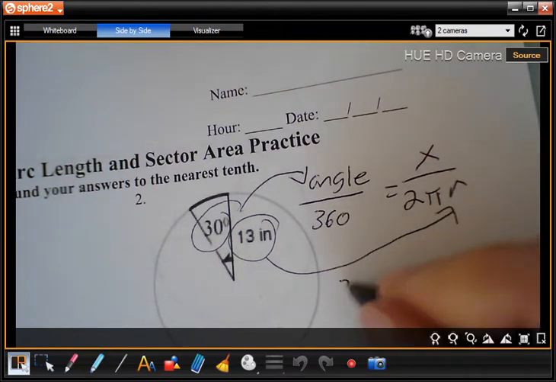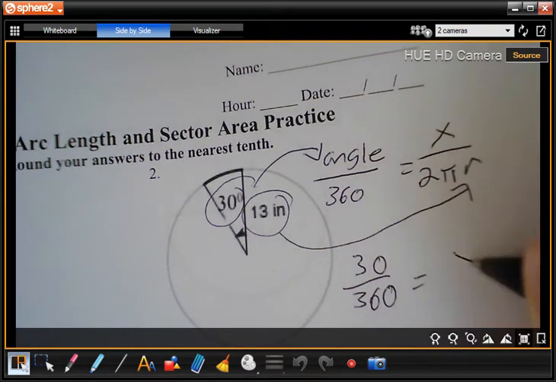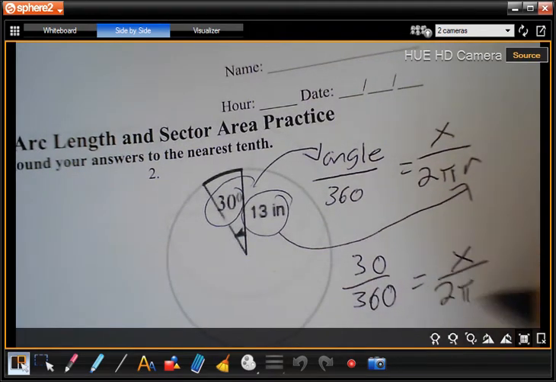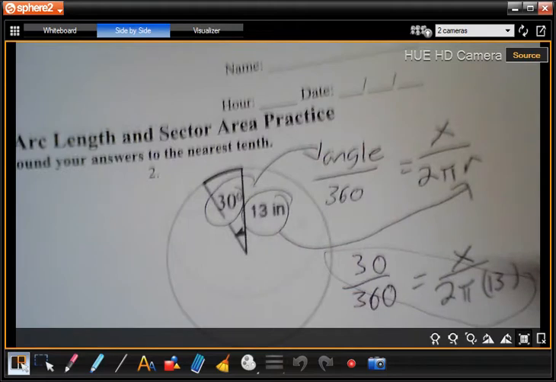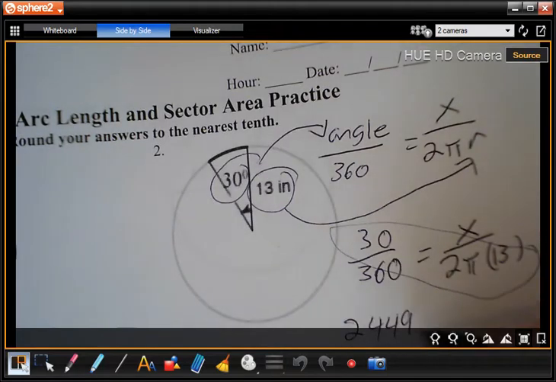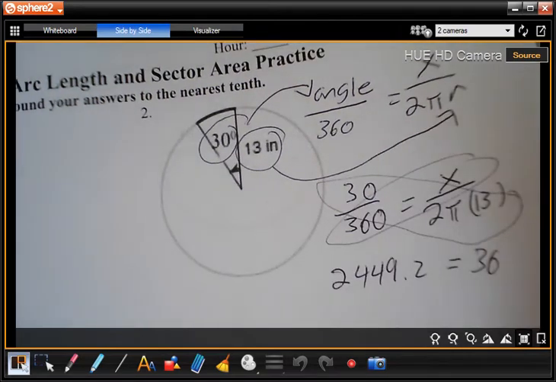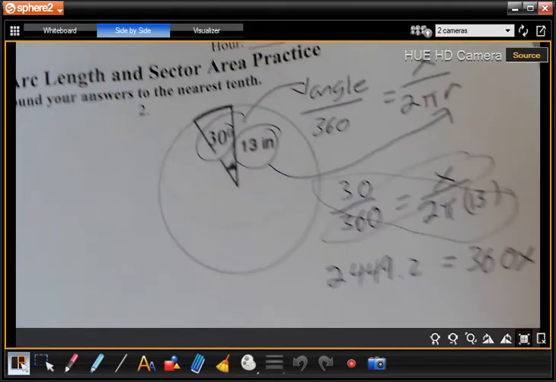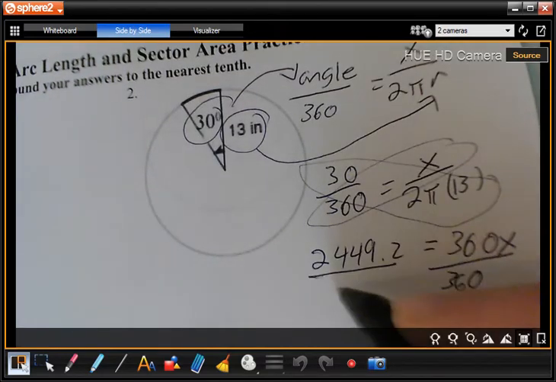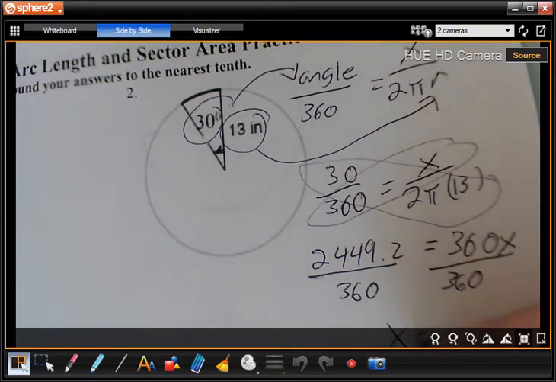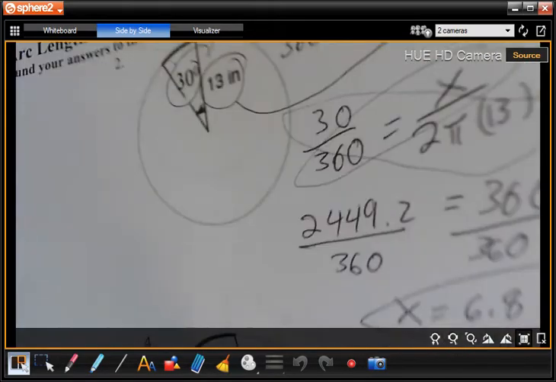So I'm going to say 30 over 360 equals x over 2 pi 13. And then I'm going to cross multiply. I'm going to multiply this first, and I'm going to get 2,449.2 equals 360x. I know that seems really big, but we are going to divide it by 360. Now I'm going to divide both sides by 360, and I'm going to get x equals 6.8 inches is my final answer for that arc length right there, 6.8 inches.